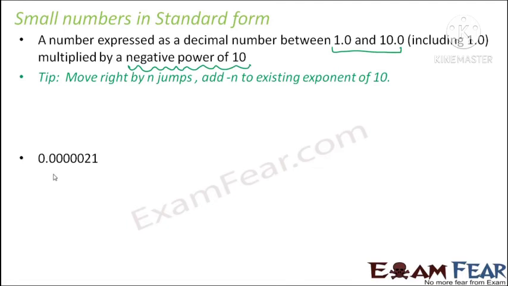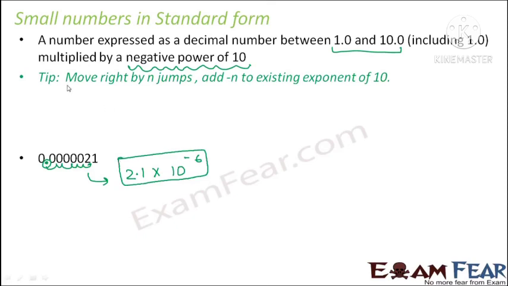Let's suppose you have this number, 0.00000021. How do you write this? Here your decimal point is currently here. How many jumps do you need to make so that you form a number which lies between 1 and 10? Obviously for that you should bring the decimal point here so that it becomes 2.1 and then multiplied by a negative power of 10. And what would that negative power be? That will be determined by the number of jumps that you have taken: 1, 2, 3, 4, 5, 6. So this would be 10 to the power minus 6. So this is the standard form for the small number.